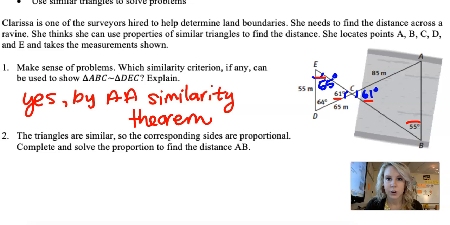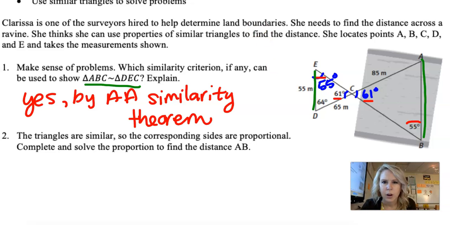Let's color code our diagram to help us out, using this similarity statement up here. I know AB, the first two letters, is going to be proportional to DE. So I'm going to highlight AB green, which is what I'm trying to find, and then DE green. Those are the corresponding sides. I'm going to go purple here. BC are my last two letters, and EC are my last two letters. So BC is going to be proportional to EC, and I'm going to leave the other two sides blank because they're going to be matching up.